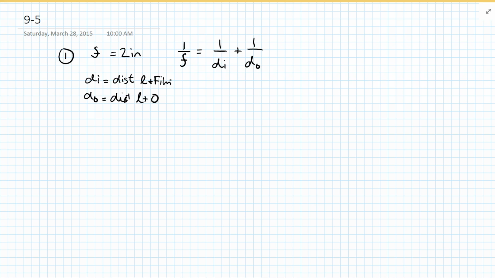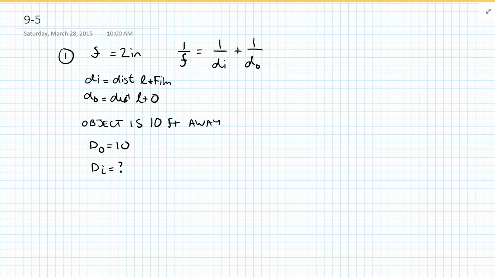All right, so here's what we know. Question 1 says this: the object is 10 feet away. How far should the lens be from the film? So the object is 10 feet away, so that tells me DO is 10. And it's asking me what DI should be. What should the distance be from the lens to the film? So there's my question mark.